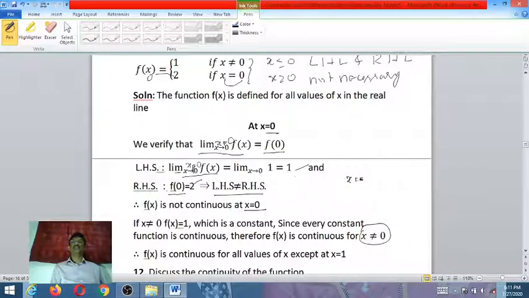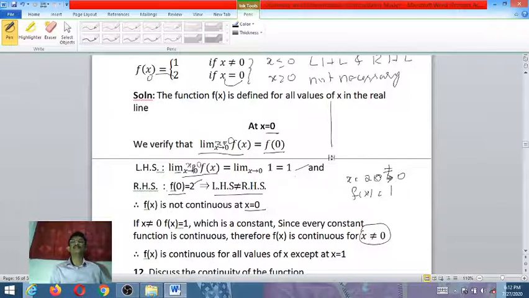If you take x equal to 20, what is this? 20 is greater than 0. What is f of x? 20 is not equal to 0, so f of x is 1. 1 is a constant, it is continuous. But at 0, it is not continuous. It is continuous at all other values. Remember it. If we write the graph of this, it is simply like this.